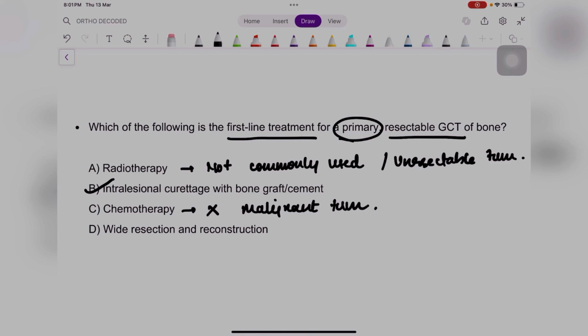So the next option is wide resection and reconstruction. Yes, it is a line of management for GCT, but not for primary resectable GCT. It is used for unresectable or grade 3 tumors.